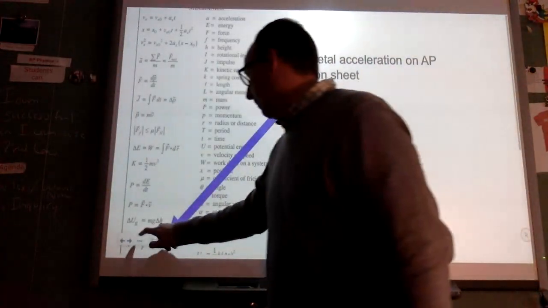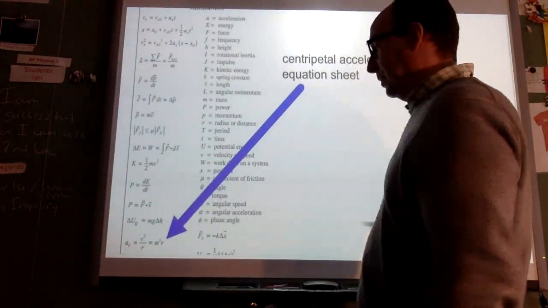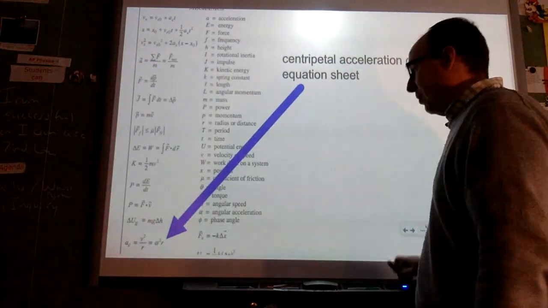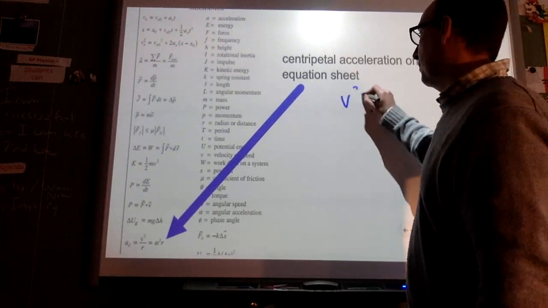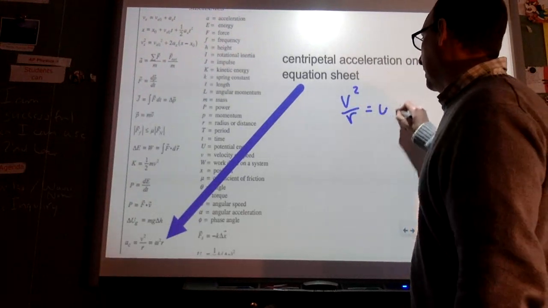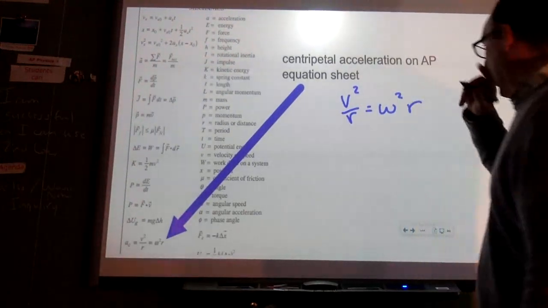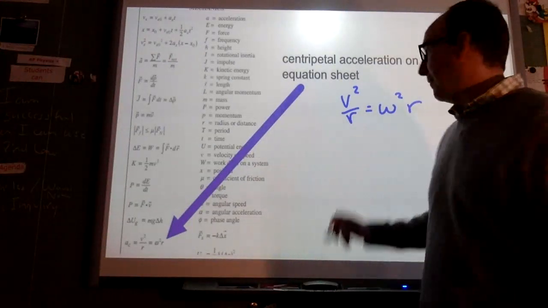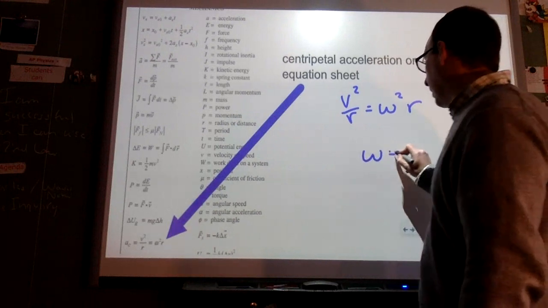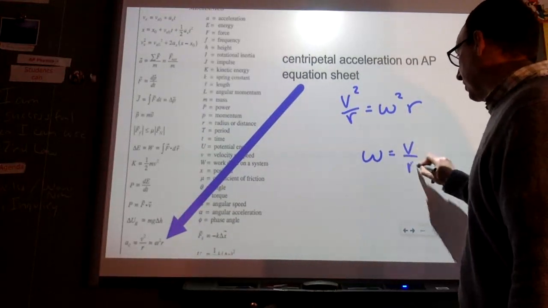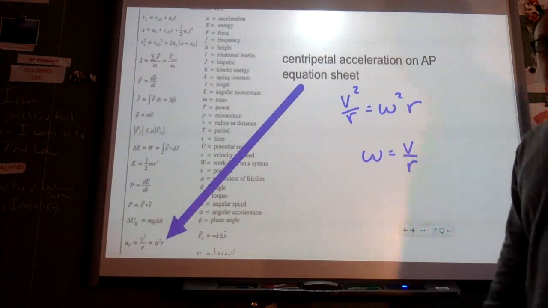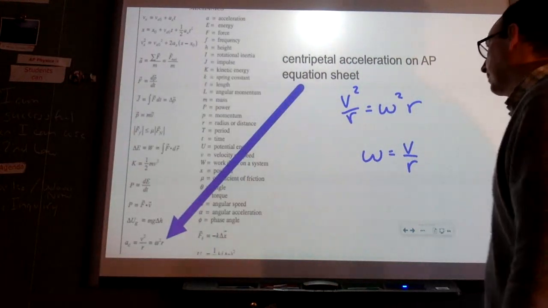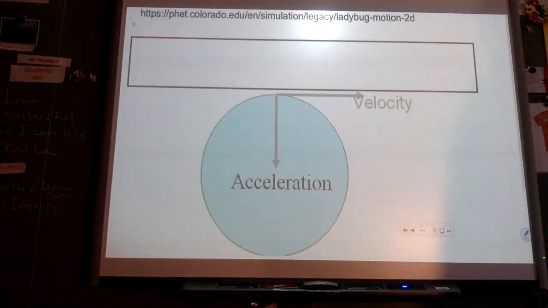So on your Physics C equation sheet, it shows up down here. You can see it's v squared over r. It's also written as omega squared times r, where omega is the angular velocity. If you remember that our angular velocity is our linear velocity divided by the radius, as long as there's no slipping, we would get to that from there.